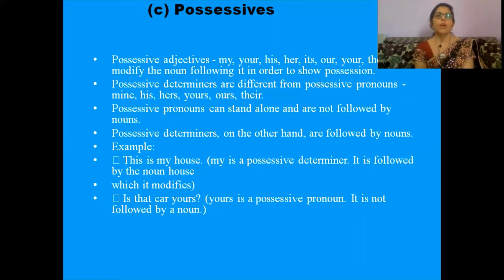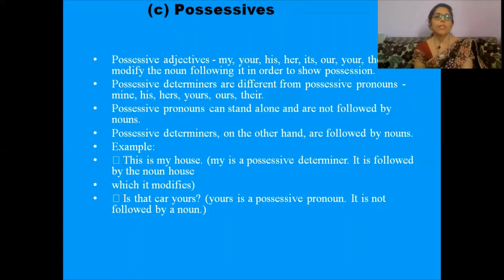So possessive pronouns can stand alone and are not followed by nouns. Possessive determiners, on the other hand, are followed by nouns. So first let's see the example so that it can be clear to you all. This is my house. In this, my is a possessive determiner.